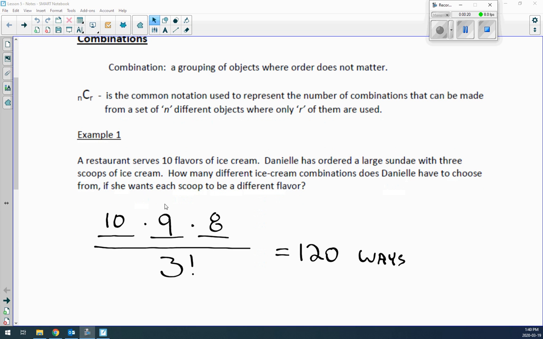Okay, so let's look at this one. We've got flavors of ice cream. There's 10 flavors in total. If order mattered, you'd have to deal with this, but order does not matter. It doesn't matter if we order, let's say, vanilla, chocolate, and strawberry, or whatever the order happens to be.